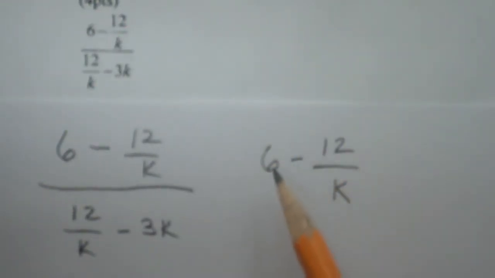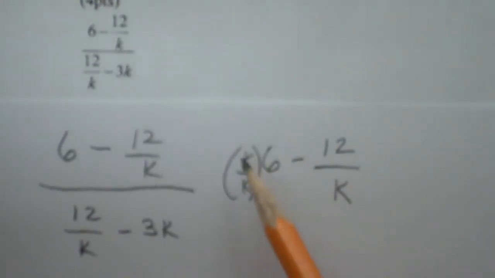If I'm going to subtract these, I have to get a common denominator. To get a common denominator, I think a good way to do that is I'll take this k, and I'm going to multiply this 6 by k over k. Why can I do that? Well, what is k divided by k? K divided by k is 1. So I'm really multiplying this 6 by 1. 6 times 1 is 6. I'm going to change what it looks like maybe, but I don't change what it is.